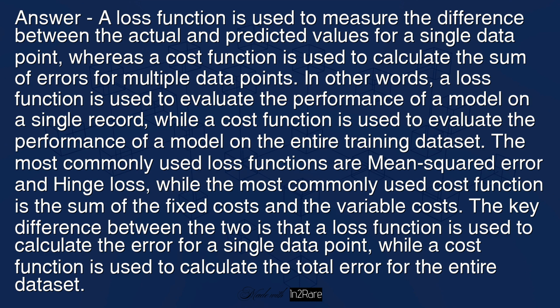The most commonly used loss functions are mean squared error and hinge loss, while the most commonly used cost function is the sum of the fixed costs and the variable costs. The key difference between the two is that a loss function is used to calculate the error for a single data point, while a cost function is used to calculate the total error for the entire dataset.